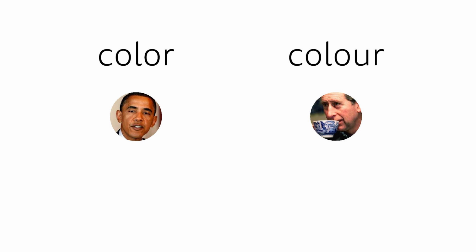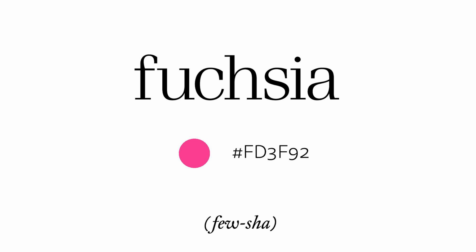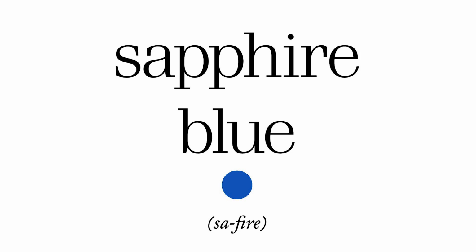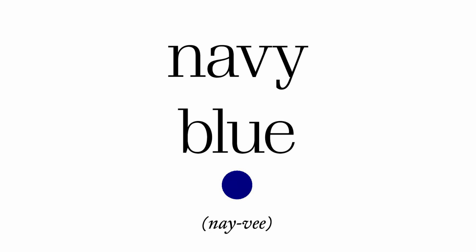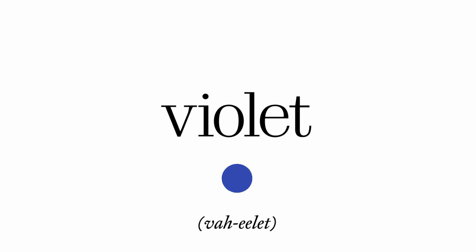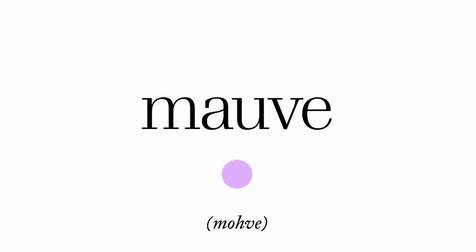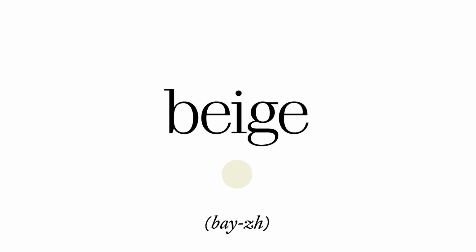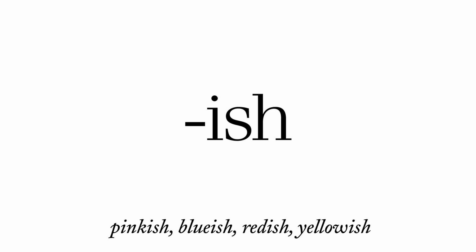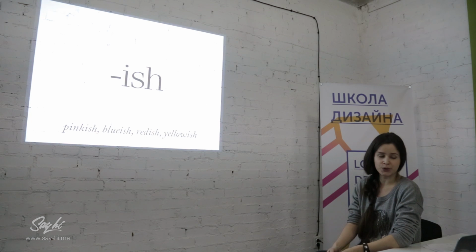Okay, let's talk about some color words now. Fuchsia. Those of you who are web designers, don't forget the word. It's FD3F92. Sapphire blue, navy blue, turquoise, violet, mauve, azure, beige. Indigo.